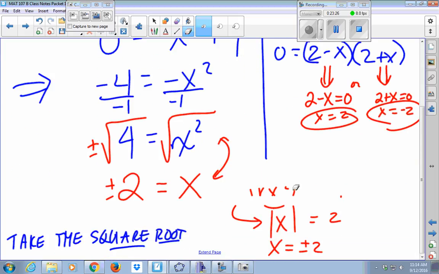At what stage? Absolute value here? Yes, because the absolute value can never be -2. Only x can be -2. Okay? It's the absolute value that ensures you're taking the positive square root of x squared.